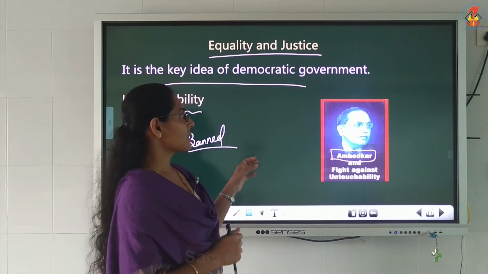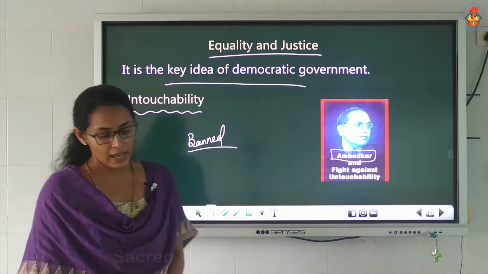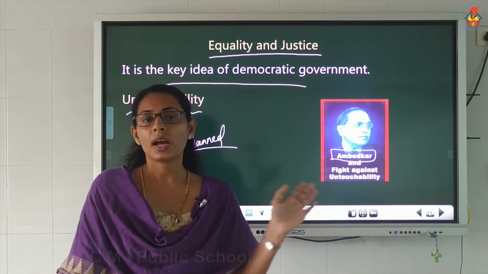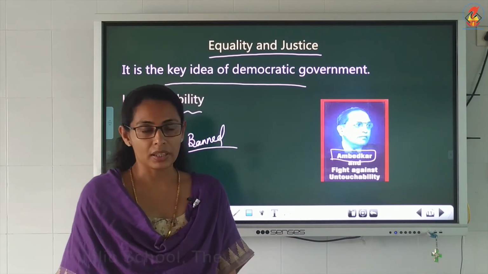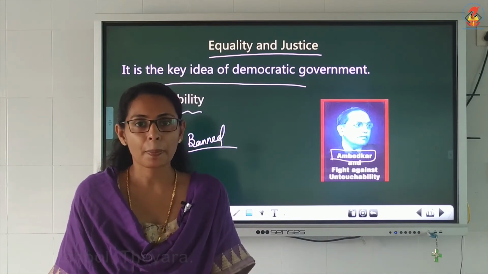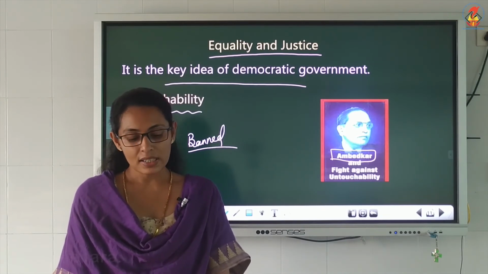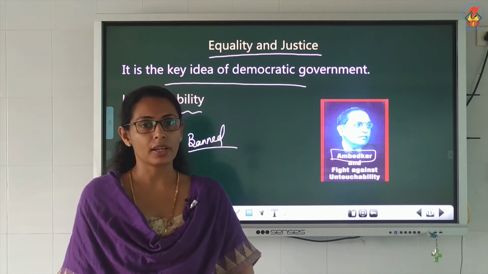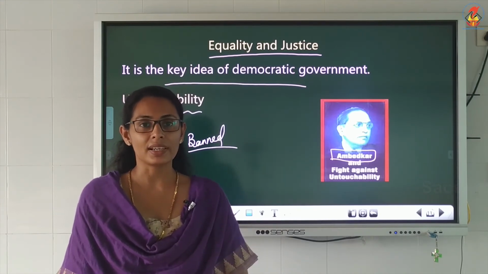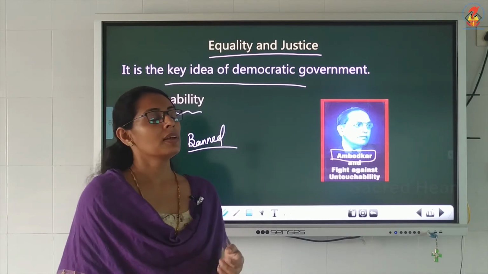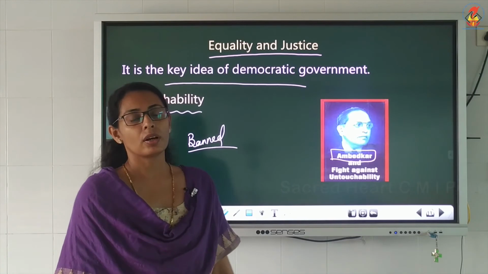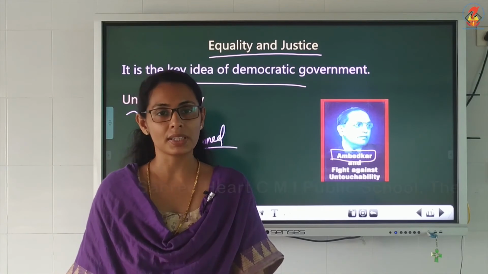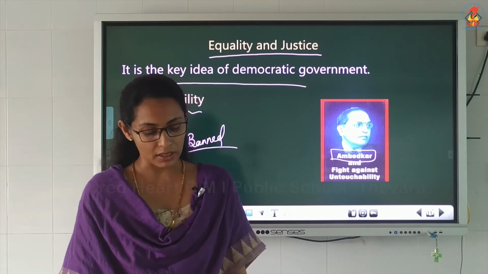Okay children, so this is the important idea, equality and justice. We have equality and justice because of this person, Dr. B.R. Ambedkar, who fought against untouchability and worked for girls' rights. He made lots of free education available for poor people, and also free education for a single girl child. All that was practiced because of Dr. B.R. Ambedkar. So this is about the chapter equality and justice. Till now we have completed the chapter.